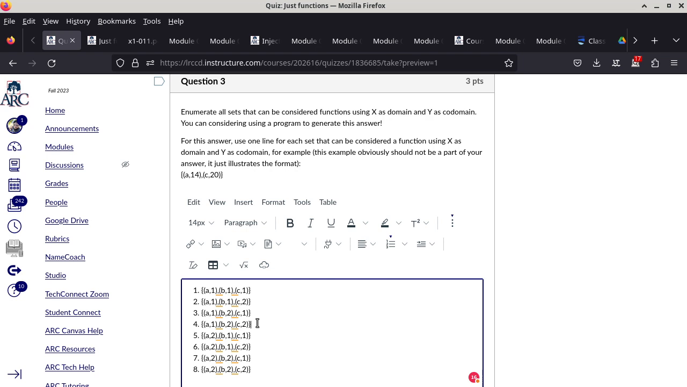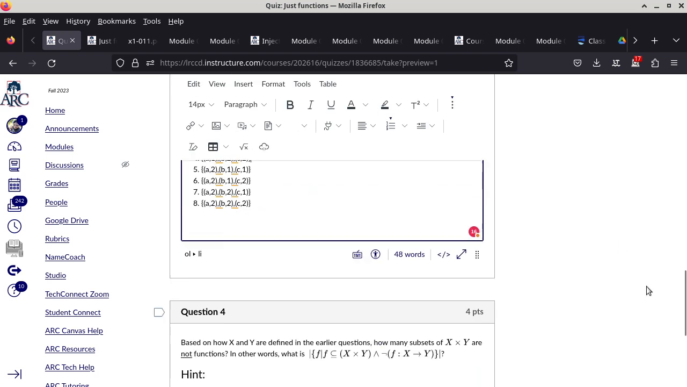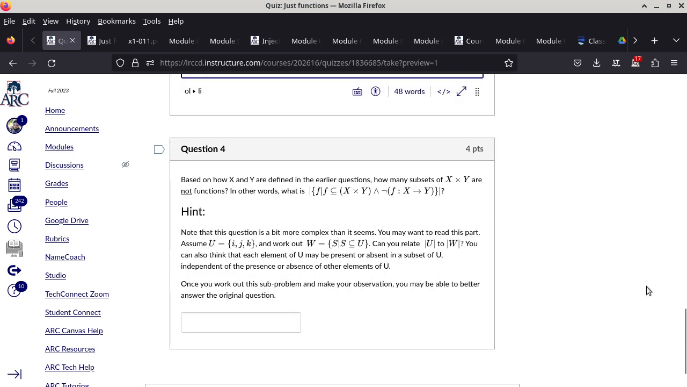Okay, all right. So moving on to question number four. Question number four is asking, based on how X and Y are defined in earlier questions, how many subsets of X, the Cartesian product of X and Y, are not functions? So the first thing you need to do is to figure out how many subsets we can generate out of the Cartesian product of X and Y. So that would be your first question to answer. So how do you figure that out?